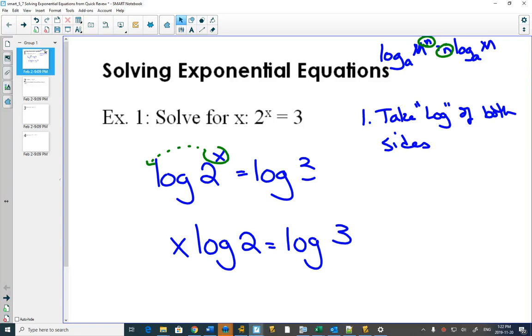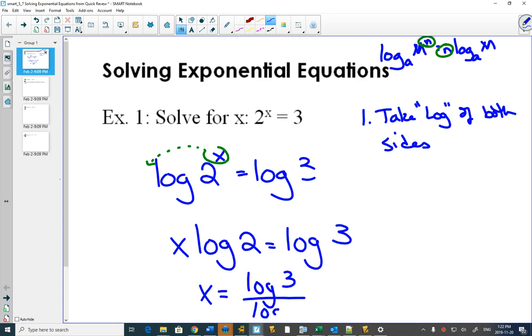But this is a number, and this is a number. If they're numbers, you know how to solve questions like 3x equals 7. You just have to divide by the number on both sides. Well, if you recognize that these are numbers, you can now divide both sides by log of 2, and your answer is log 3 divided by log 2.